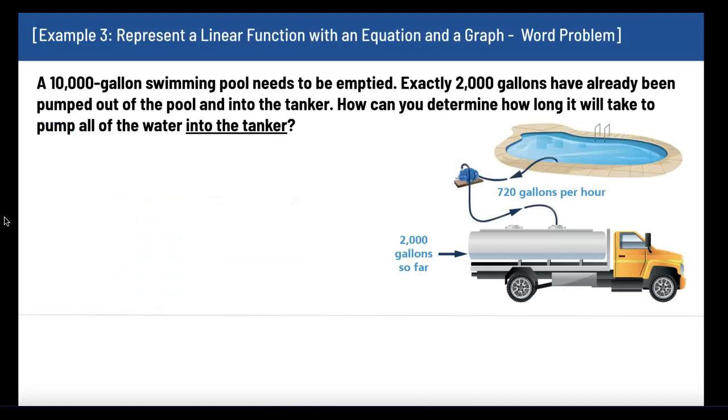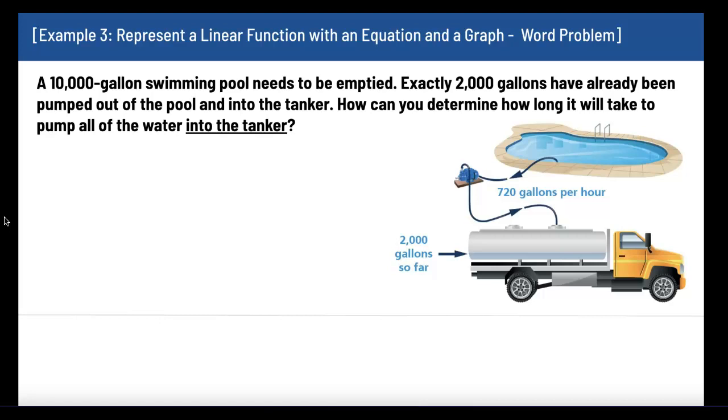Our final example will deal with a word problem and representing a linear function with an equation and a graph. We want to be able to use different representations to determine different things. In this scenario, a 10,000-gallon swimming pool needs to be emptied.